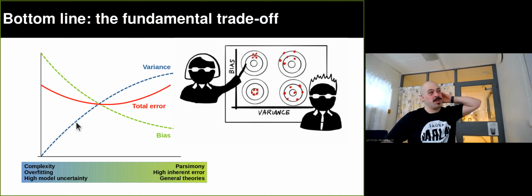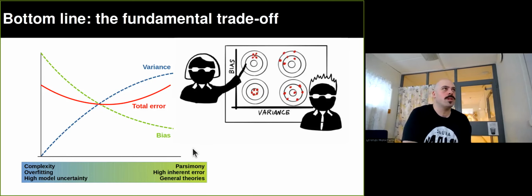These curves are not really quantitative. It depends on the model. This is quantitative if you are talking about neural networks, where on the x-axis you have a continuous function, but with parametric models it is not continuous.